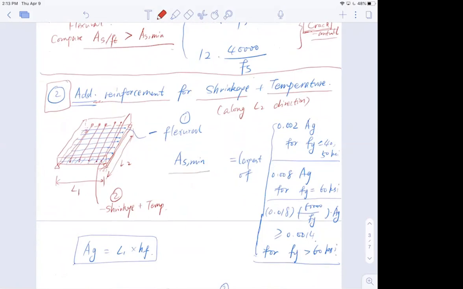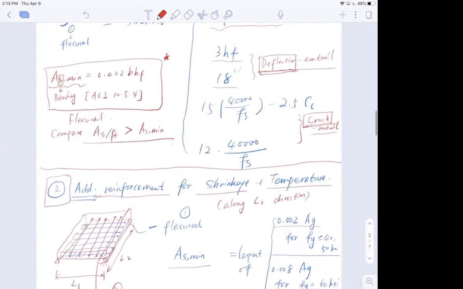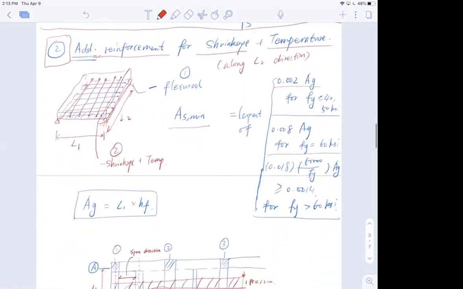Here, this As min is different from previously, although the form looks the same. It makes sense because this is also the shrinkage and temperature requirement for the span length in L1, just to make sure we definitely have sufficient reinforcement. Normally we do, but in this case, we only care about the shrinkage and temperature in the other direction, which is L2.